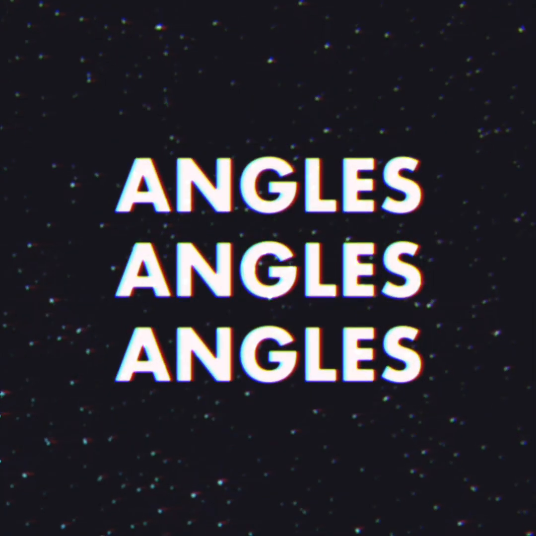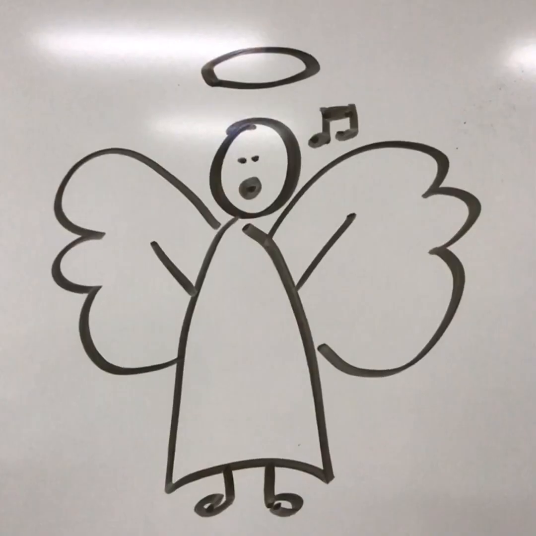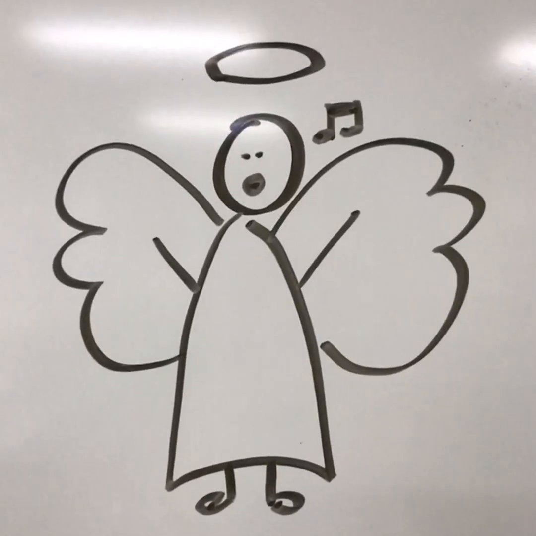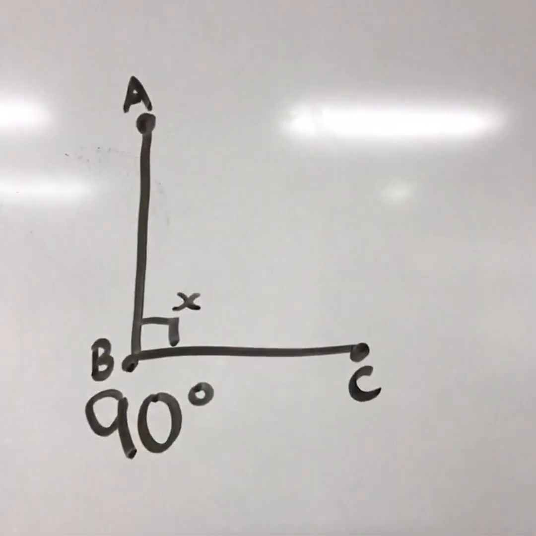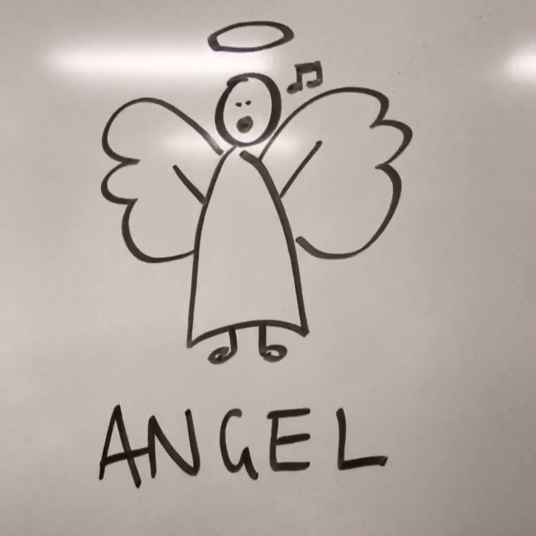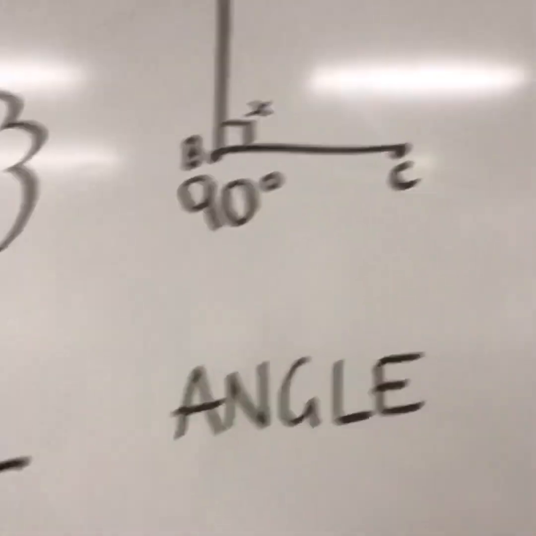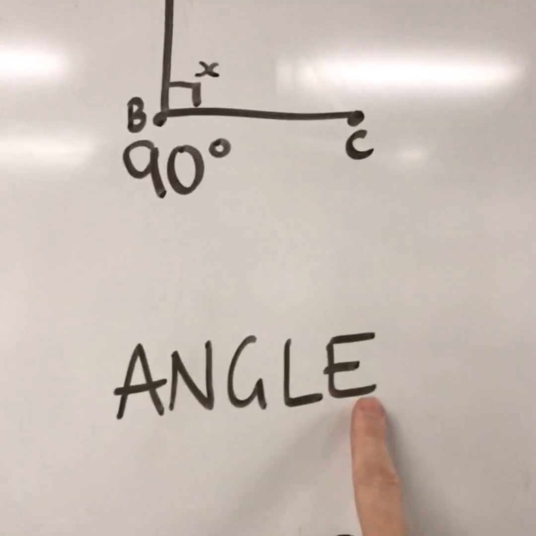Hello! Today, maths, we're doing geometry. We're looking at angles. Firstly, this is not an angle. This is an angle. Angel is EL, angle is LE.